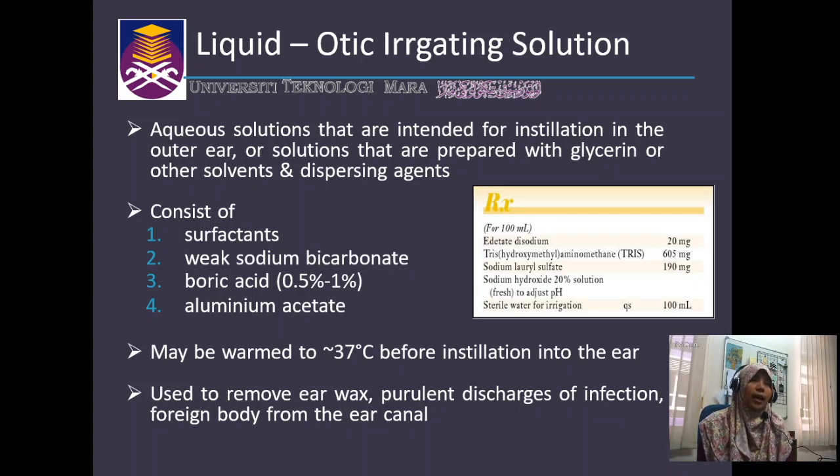These are aqueous solutions intended for instillation in the outer ear, or solutions prepared with glycerin or other solvent and dispersing agent. This is one of the examples. We have surfactant, weak sodium bicarbonate, boric acid as preservative, and also aluminum acetate. It may be warmed to 37 degrees Celsius before instillation into the ear, and then used to remove earwax, purulent discharges of infection, and to remove foreign bodies from the ear canal. So this is the function of it. Other than dissolving the earwax, it can also remove any foreign material inside your ear.